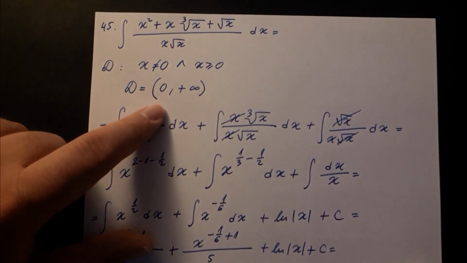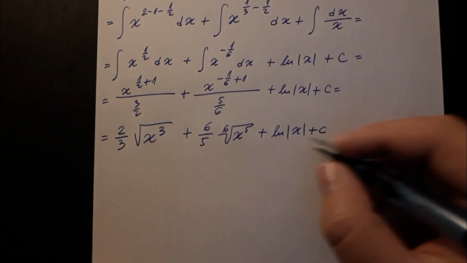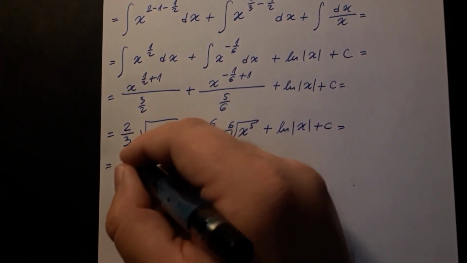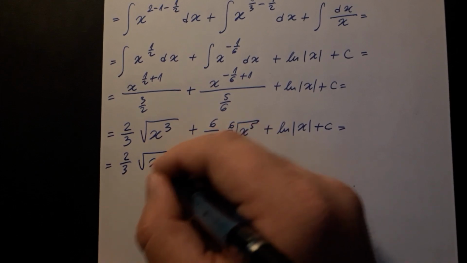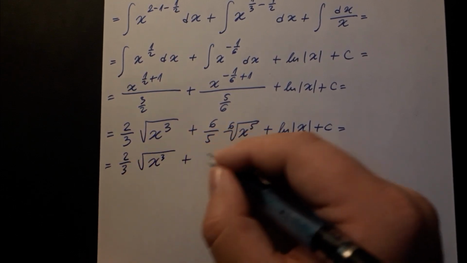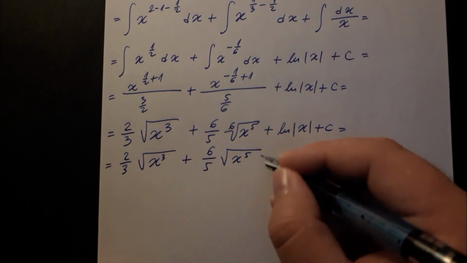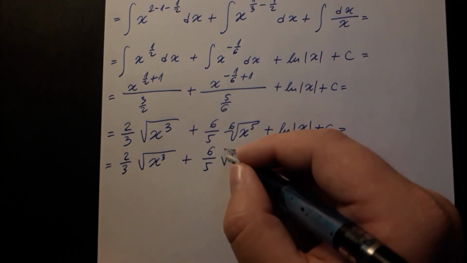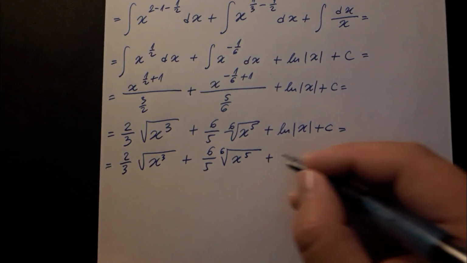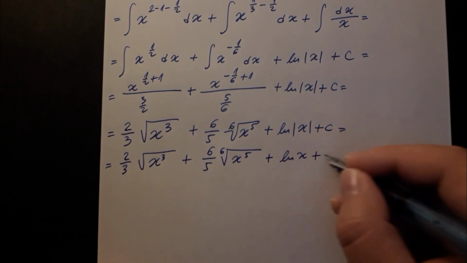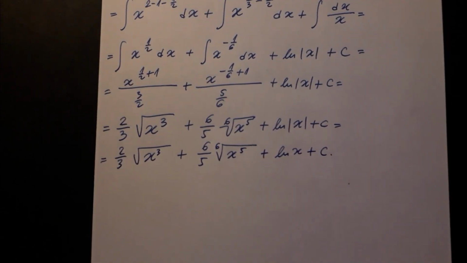Now x is only a positive number, so we don't need absolute value here. So this is 2/3 x cubed under the square root plus 6/5 x to the 5th power under the 6th root plus ln of x plus c as a final solution to this integral.